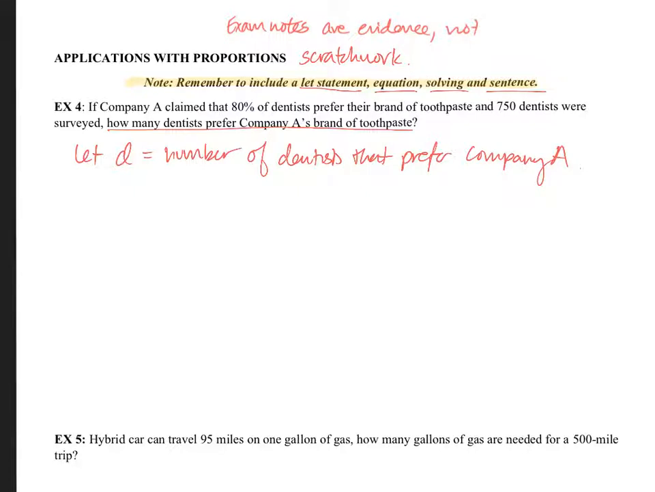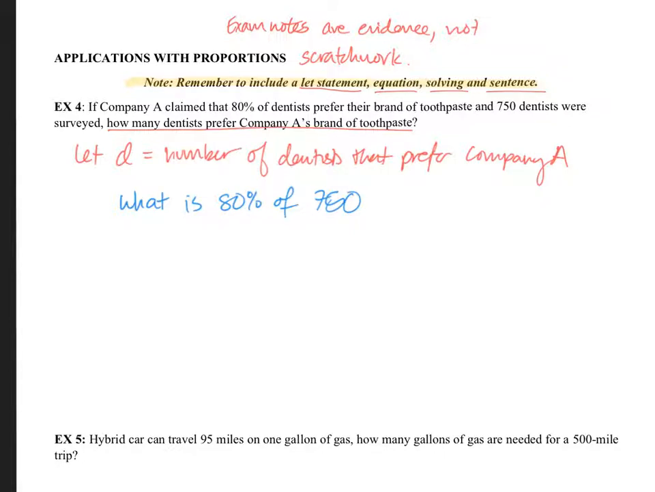All right, now we need to write an equation. What we're trying to figure out is how many dentists there were. So let's write a sentence for this. Since we're talking about percents, I often like to write sentences. So what we're trying to figure out is what is 80% of 750? That's what we're trying to figure out, right? We don't know what 80% of 750 is.